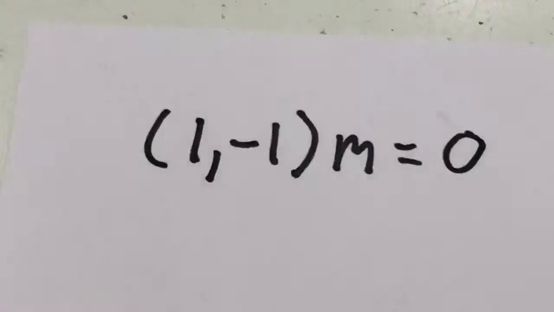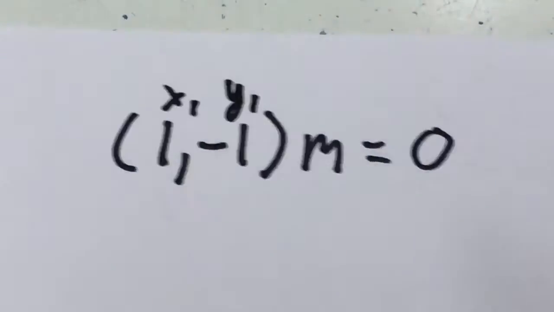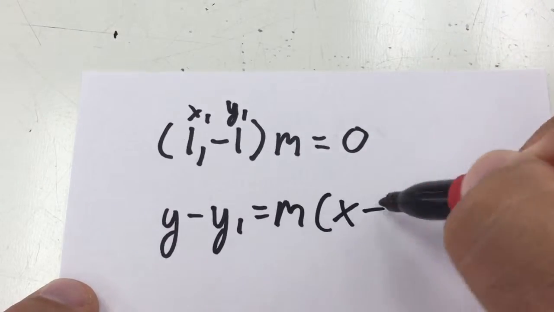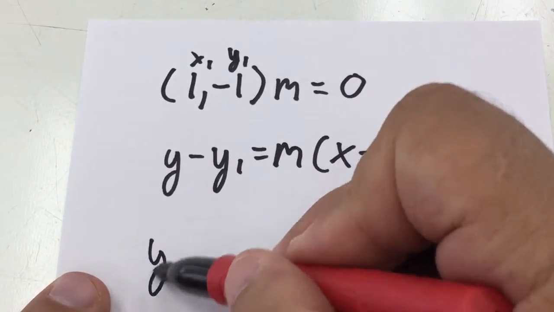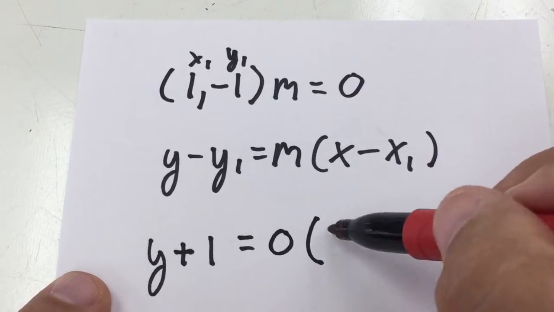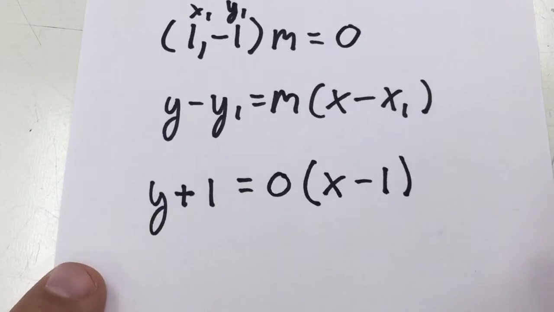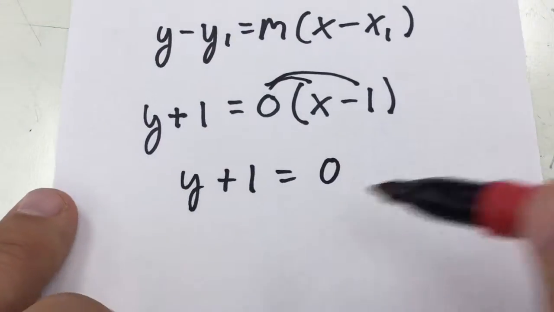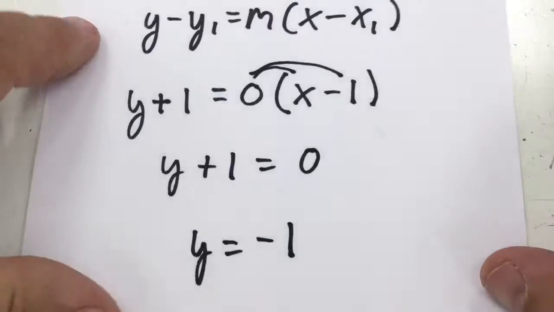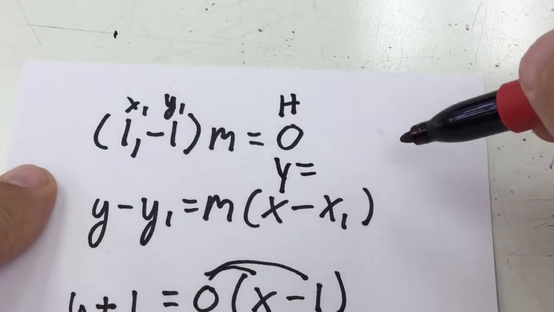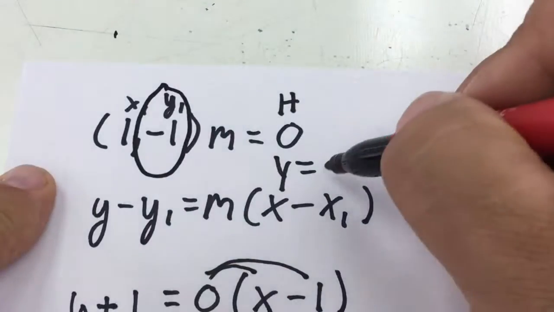So now I have to write the equation. This is x sub 1, this is y sub 1. Y minus y sub 1 equals m times x minus x sub 1. So y minus minus 1 is y plus 1 equals 0 times x minus 1. Notice, when I do 0 times this, I get y plus 1 equals 0. So the equation is going to be y equals negative 1. Another way of looking at it is when the slope is 0, that is going to be a horizontal line. And the equation when the slope is 0 is the y value, or y equals negative 1.